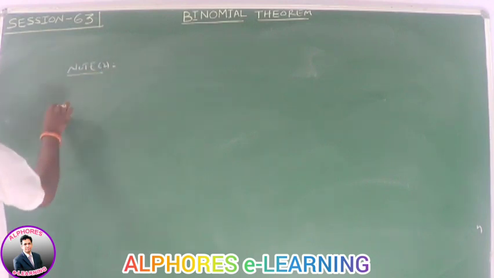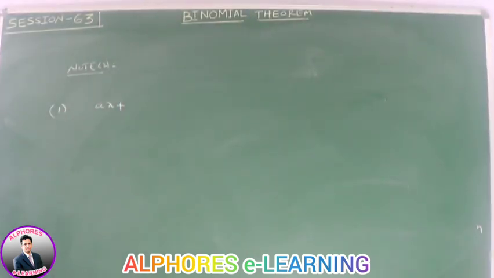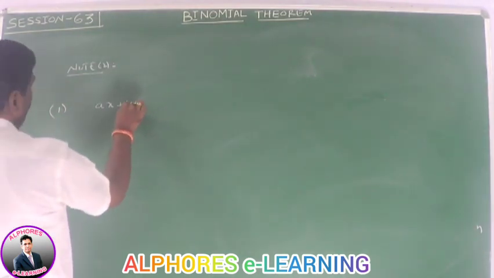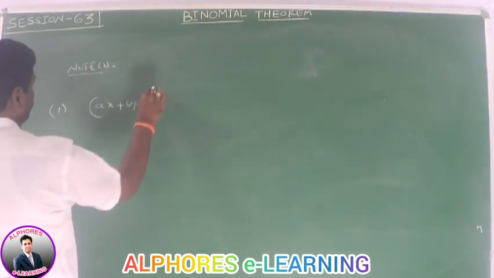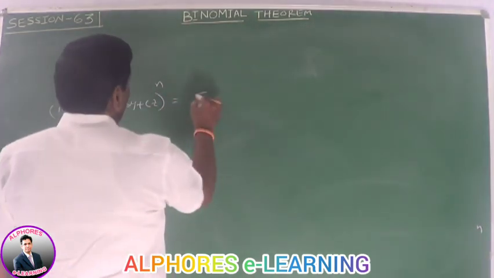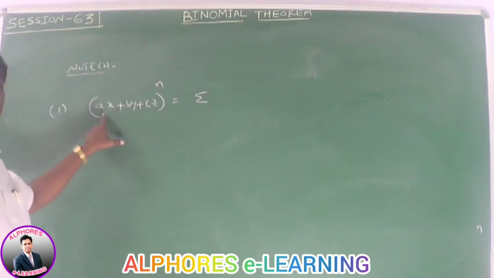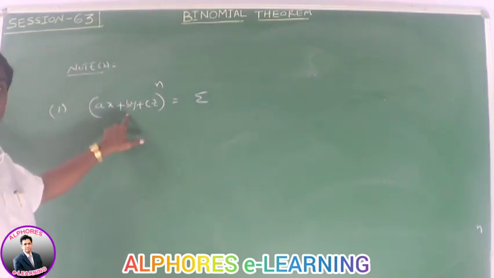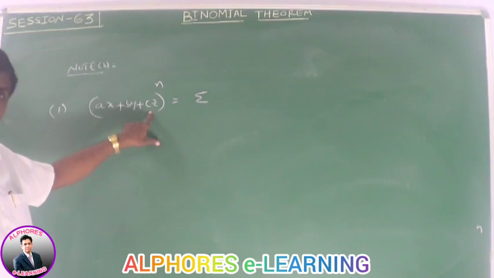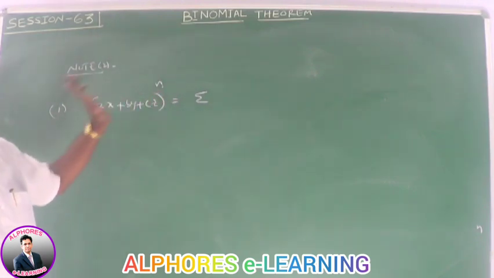First one, suppose the multinomial contains three terms, (ax + by + cz) whole power n. What is the expansion of this value? This expansion is nothing but, in this case, it contains three terms. The index of ax be n1, the index of by be n2, the index of cz be n3. n1 + n2 + n3 must be equal to n, and n1, n2, n3 are non-negative integers.